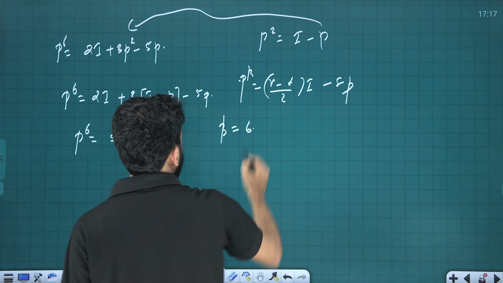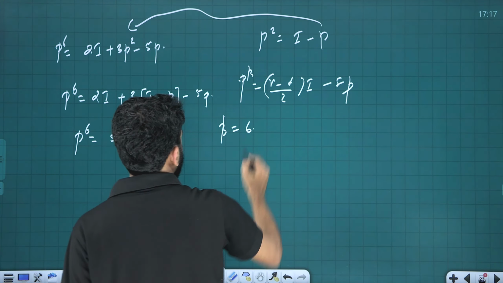Alpha was equal to, where is alpha? Okay, 8. Alpha is 8. And we need to find alpha plus beta plus gamma minus psi, right? We also have gamma plus psi here, that is 26. From all of this data, we should find this.